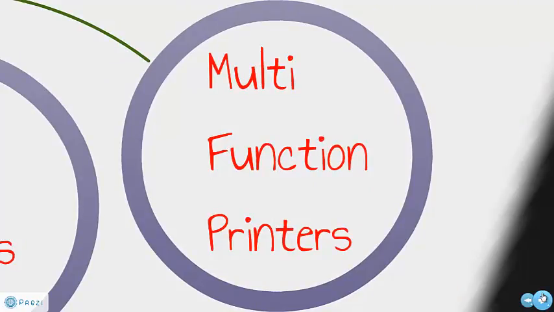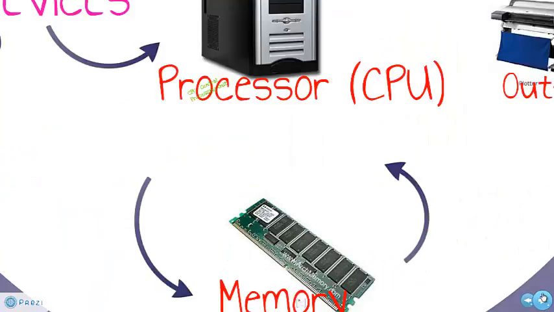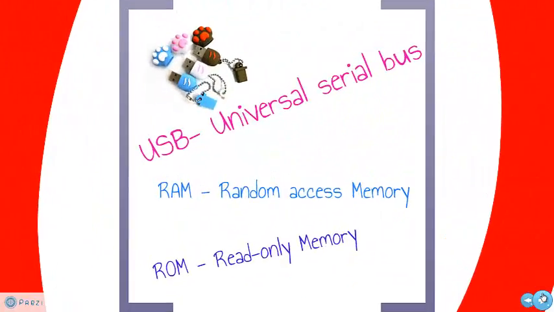Next, storage devices. Examples of storage devices are memory card and optical disc. Examples of optical discs are CD, DVD, Blu-ray disc, and so on. Now, I am going to tell you about memory. Examples of memory are USB, which stands for Universal Serial Bus, RAM, also known as Random Access Memory, and ROM, which is also read-only memory.